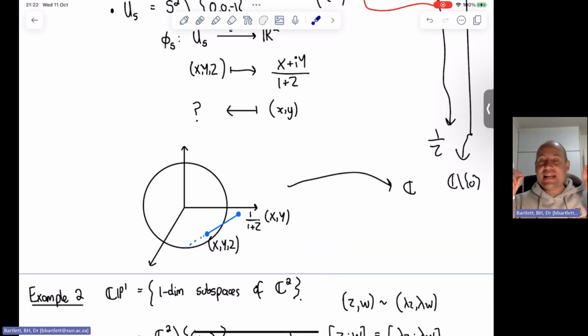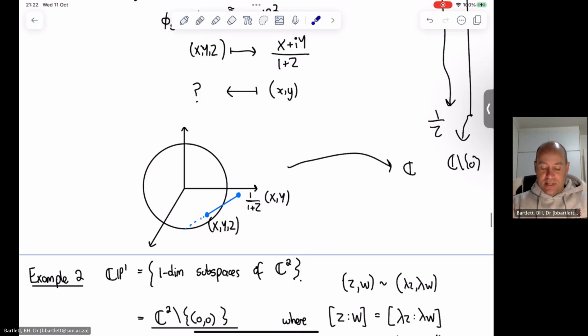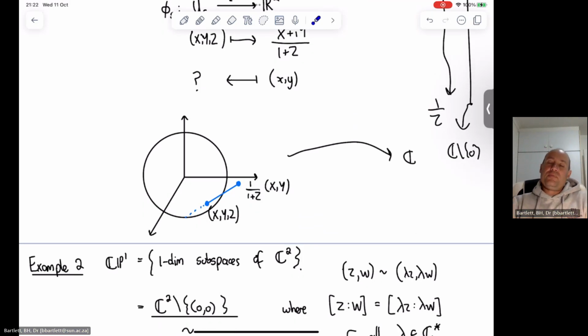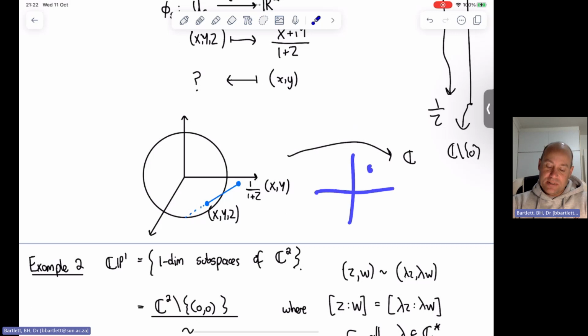So a line in C^2, i.e. a one-dimensional subspace of C^2, is a point in CP^1. But CP^1 is the collection of lines in C^2. And we can topologize that, in other words, put a topology on it by understanding that the set of lines in C^2 are specified by giving a point in C^2. But that's too much information because if you scale that point by a number, you'll deliver the same line, right?